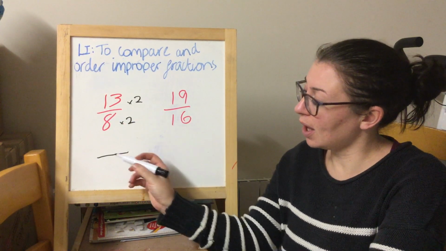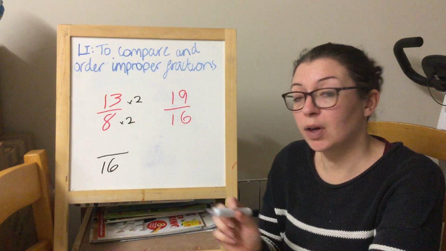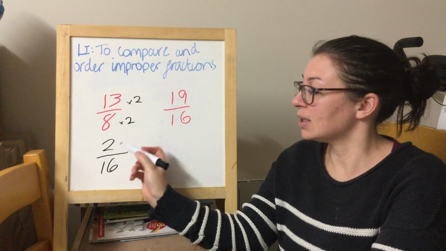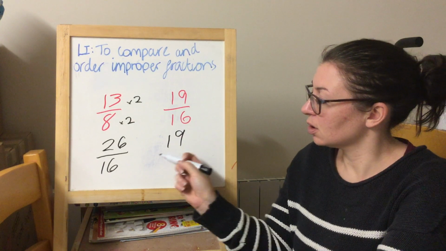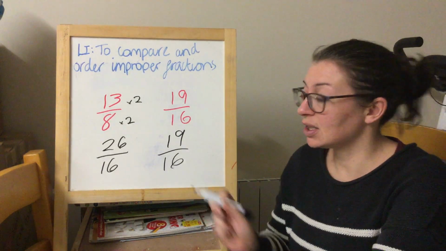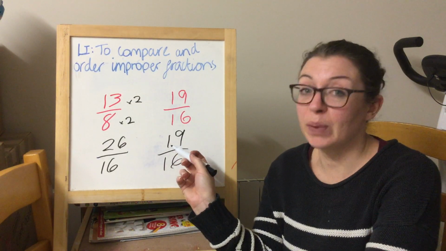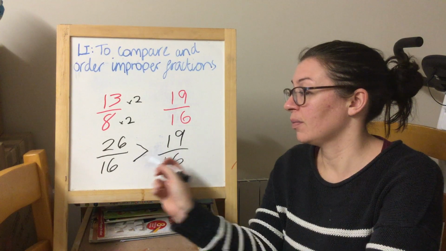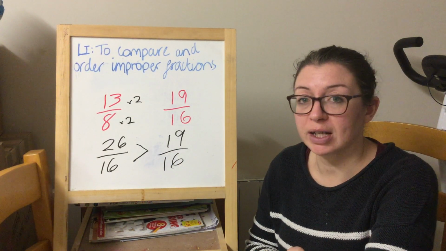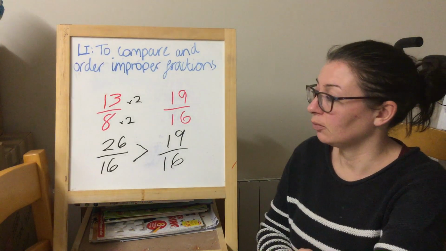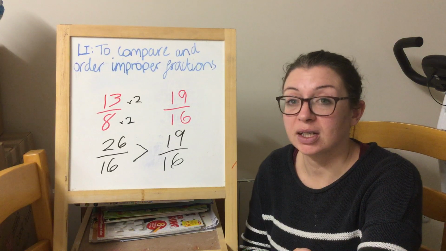So if we times our 8 by 2, we get 16. And if we times 13 by 2, we get 26. And if we then compare that to our 19 over 16, we can quite easily see that 26 is bigger than 19. And you can then draw your arrow in the middle, your greater than symbol. And that is it. I don't want you to make it really complicated.